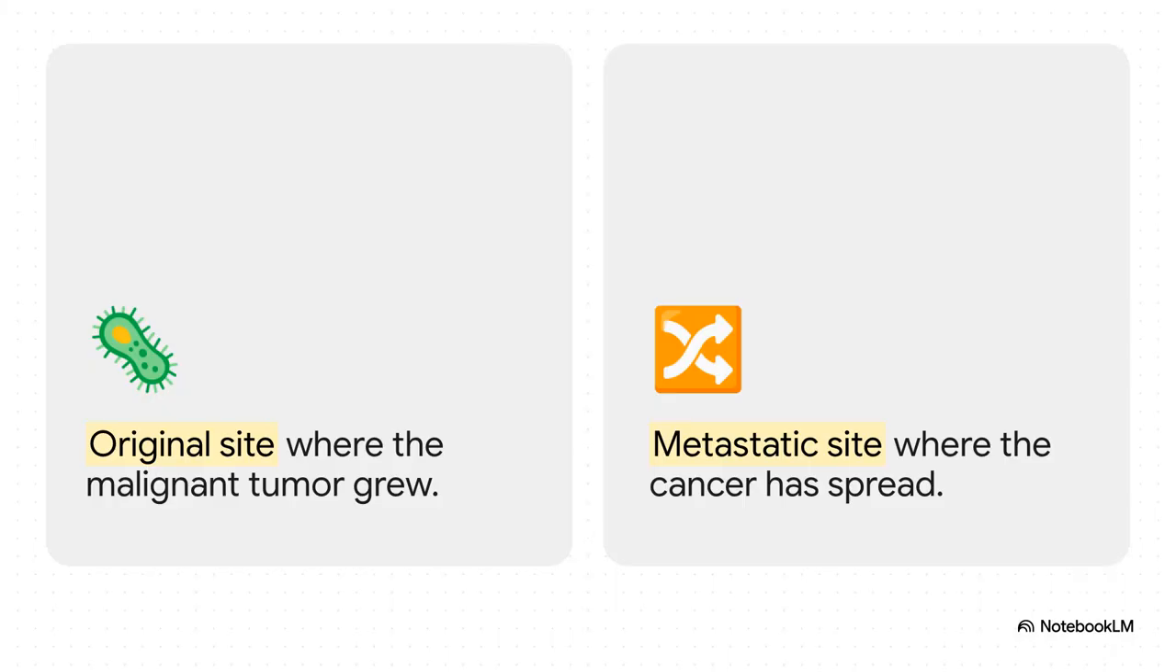The core difference here is pretty straightforward. The primary site is the original ground zero where the malignant tumor grew, while the secondary site is where the cancer has metastasized or spread. Think of the physician's treatment like a clinical spotlight. Your sequencing depends entirely on where that spotlight is shining during today's specific encounter. If the patient is admitted solely for treatment of the primary malignancy, that primary site gets the spotlight and is sequenced first. But what if the cancer has spread?